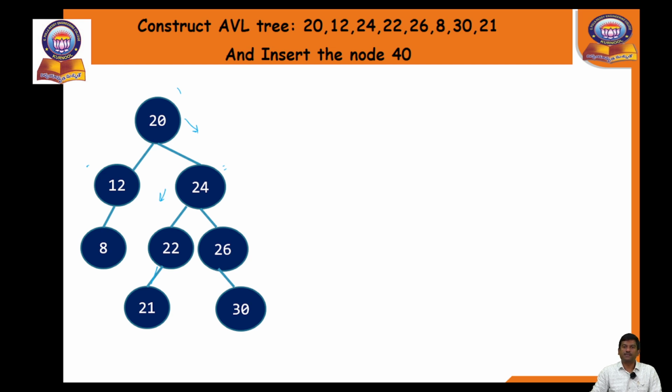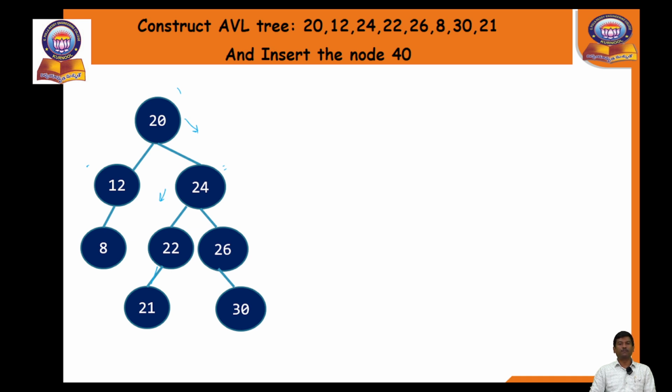And it computes the balance factor of every node. Node 21 is equal to 0 because it is a leaf node. Node 30 is equal to 0. Node 8, balance factor equal to 0. Node 22, balance factor equal to 1. Node 26, the balance factor will be equal to -1. Node 24, the balance factor will be 2 minus 2, that is equal to 0.